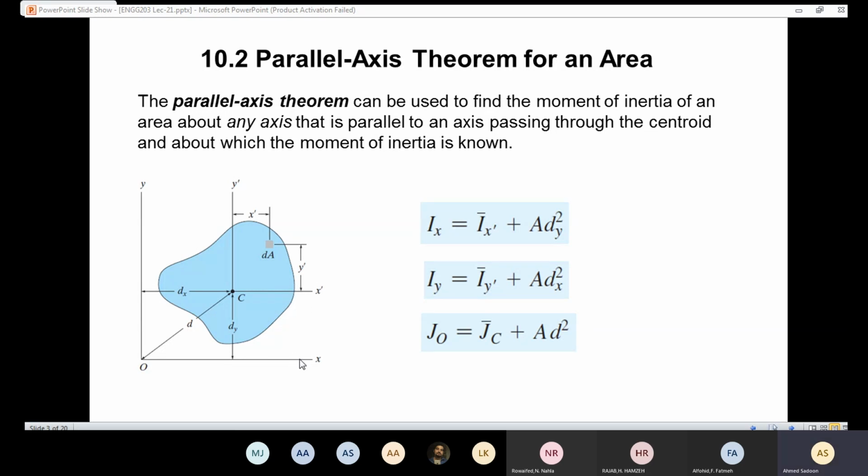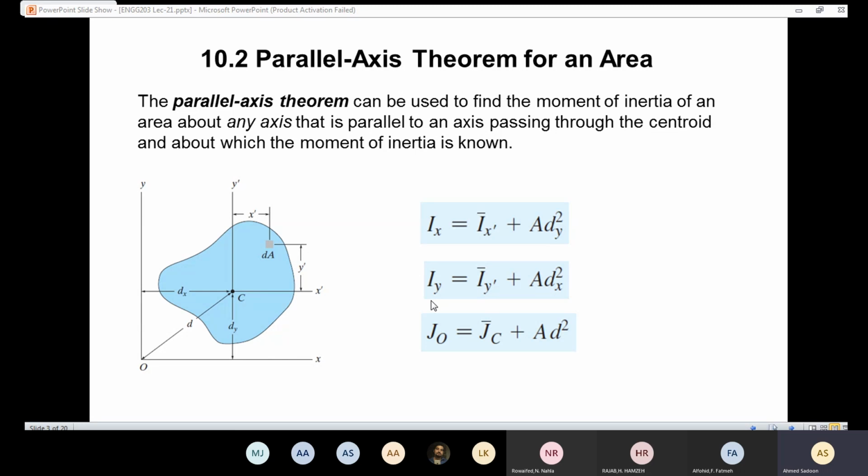In this case, the theorem says the moment of inertia about x is going to equal the moment of inertia about the centroid plus the area times dy squared. Here dy represents the perpendicular distance between x hat and the new x. dy is the difference between the axes.